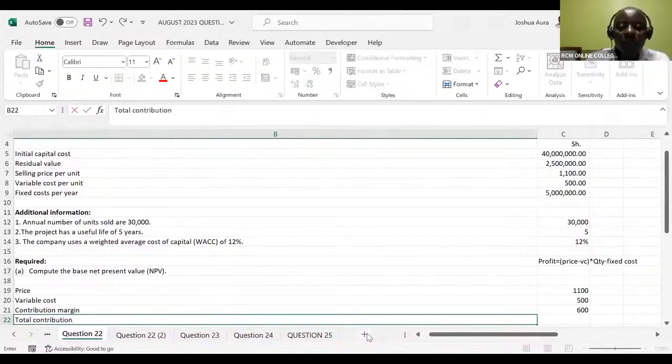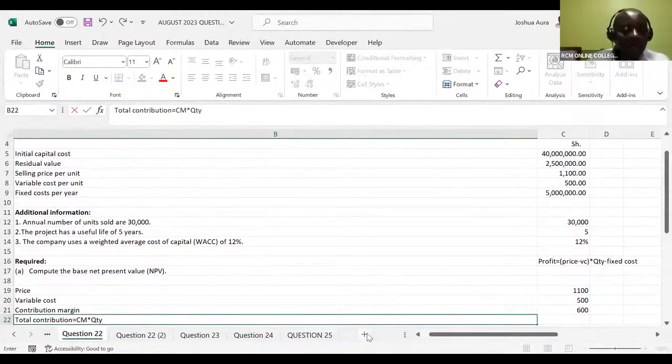And how do we get this total contribution? We shall take CM times who? CM times quantity. Contribution margin that you have just obtained here times quantity.